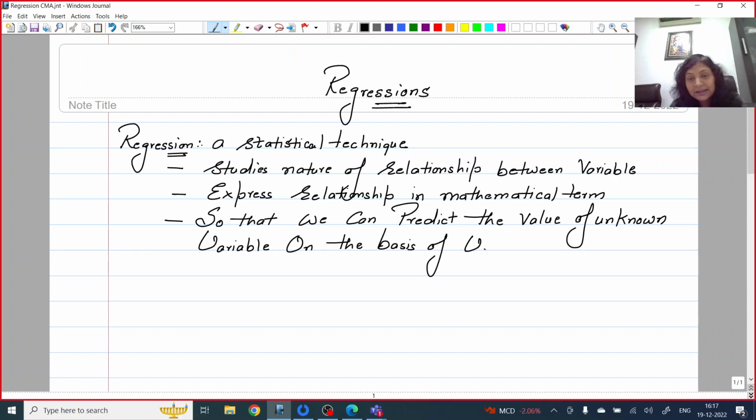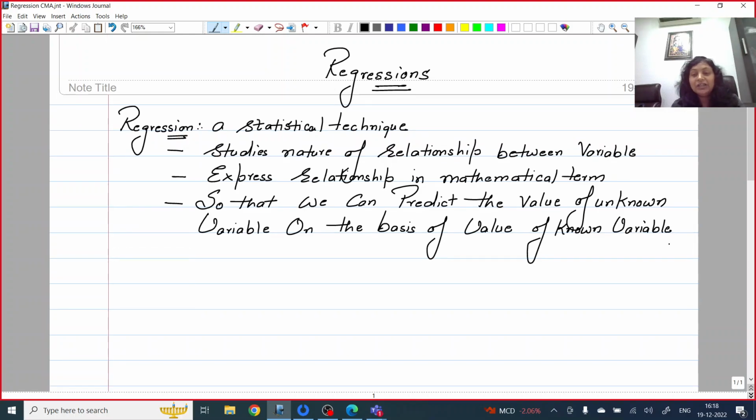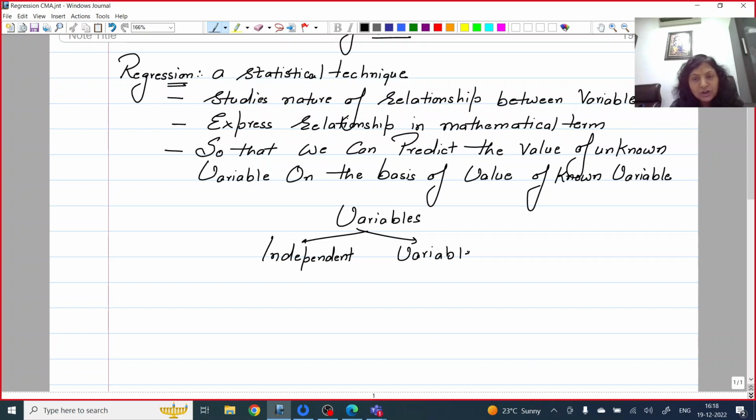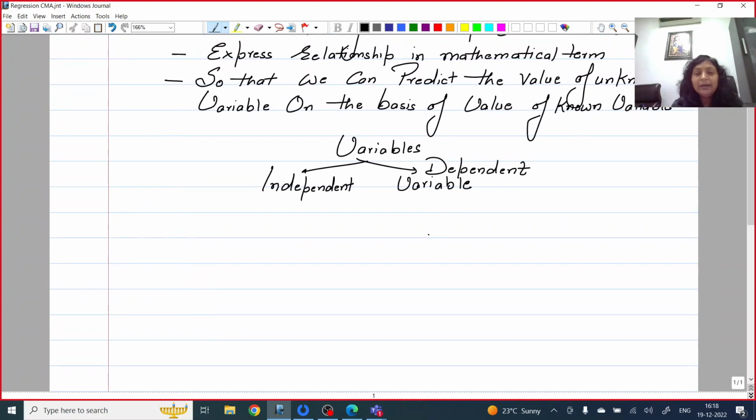So the main thing is regression helps in prediction, whereas correlation simply defines the extent of relationship. Regression first expresses the relationship in the form of an equation, and with the help of that equation we can easily predict the value of a variable as well. In regression we classify the variables as independent variable and dependent variable. Independent variable is that variable which is not affected by any other factor. But dependent variable is one which is affected by change in independent variable.